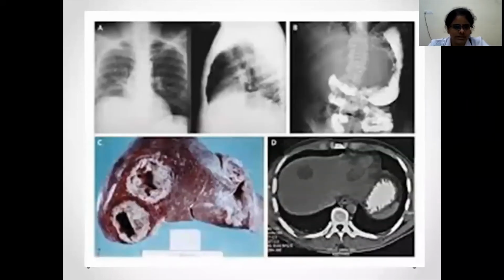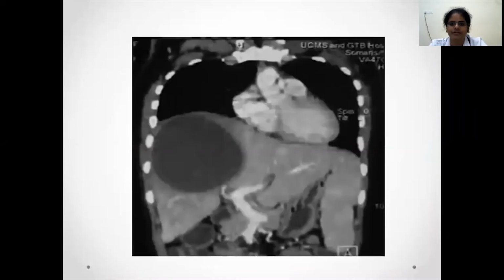In the first X-ray, what I wanted to show is the elevation of the right hemidiaphragm. Normally it is higher than the left, but here there is more elevation of the right hemidiaphragm compared to the left. Picture C is the cut open section of the liver showing the amoebic liver abscess. And this is the CT scan image, where you can see a single large lesion in the right lobe of the liver.